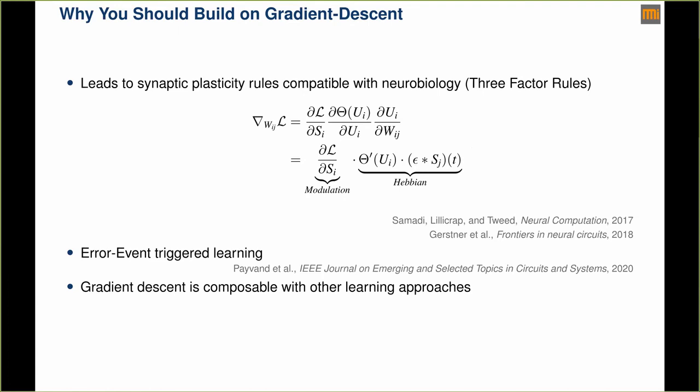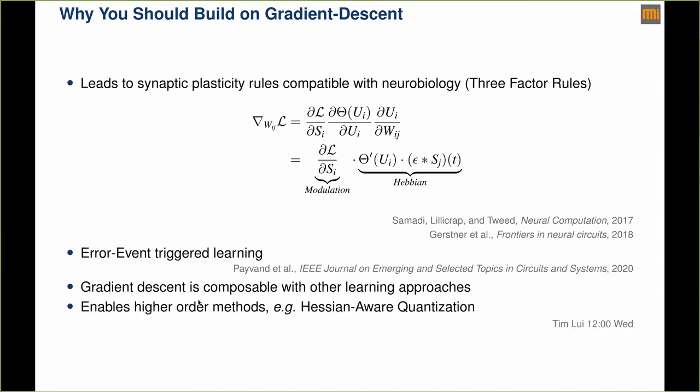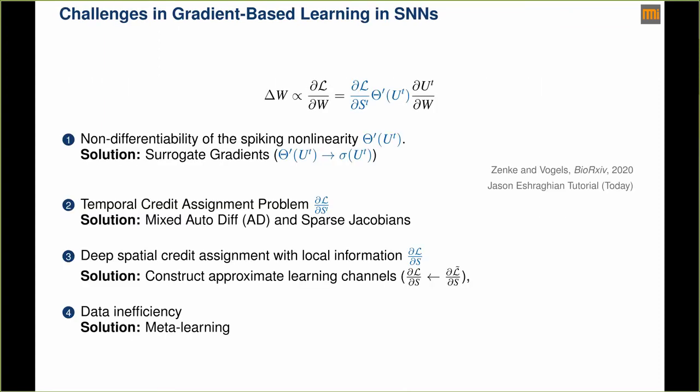If you like evolutionary learning, heuristic, other stochastic approaches, it's perfectly compatible also with gradient descent learning at the neuron or at the synaptic level. It enables higher order methods as well. If you can take gradients, you can also take gradients of higher orders. And so this is the case of, and Tim Liu, one of my students, will be talking about how he uses the second order gradients in order to optimize the quantization in the network from layer to layer. Okay, I think so.